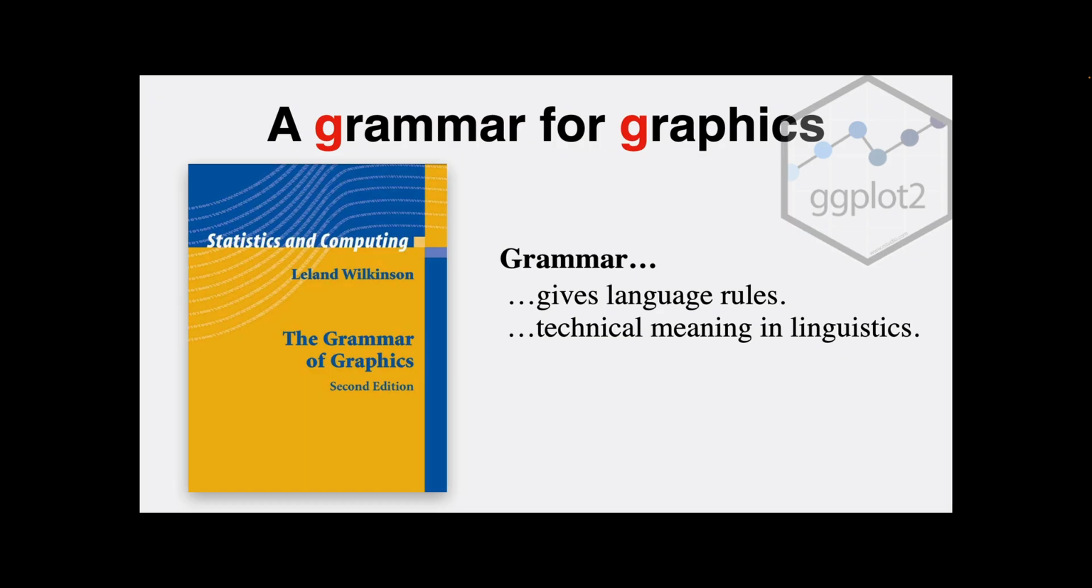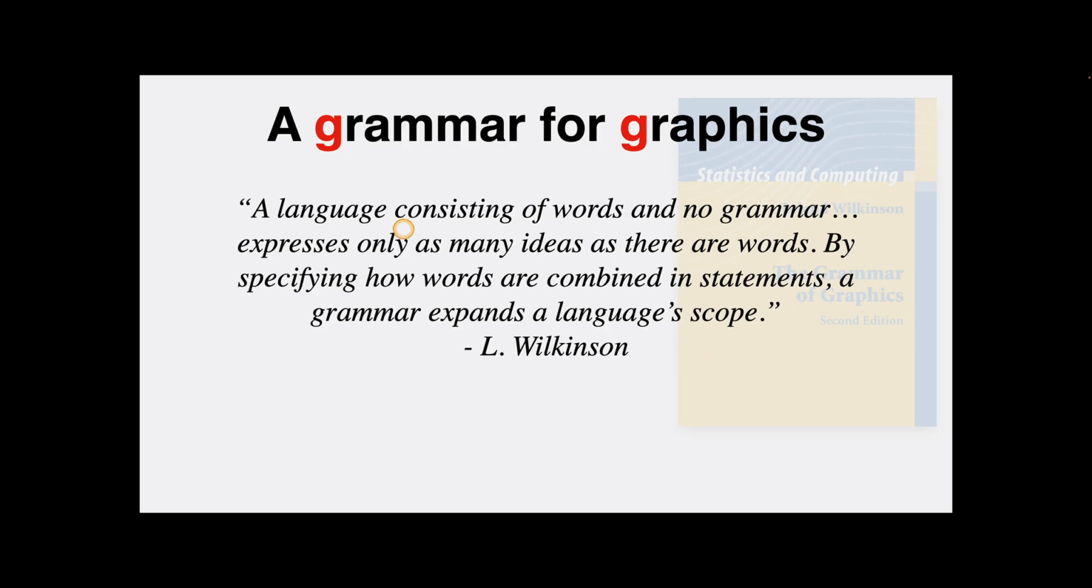We want anything we say to have technical meaning. And then finally, and importantly, grammar makes language expressive. So he says a language consisting of words and no grammar expresses only as many ideas as there are words. By specifying how words are combined in statements, a grammar expands a language's scope. And so hopefully you get the idea here. There's a lot of potential benefit from applying a grammar to graphics. We can expand the scope of what the data alone can do.